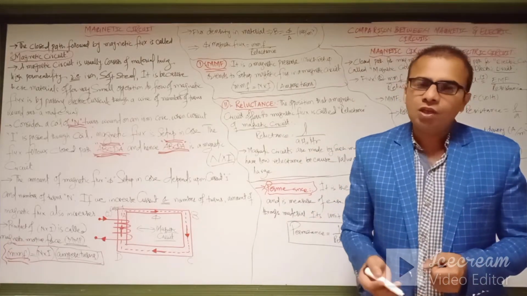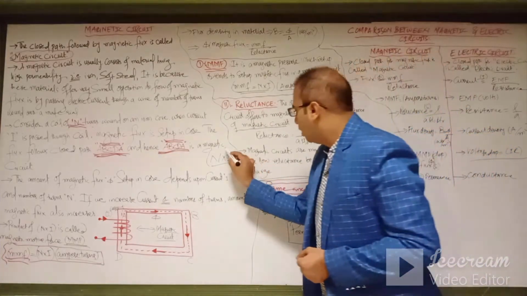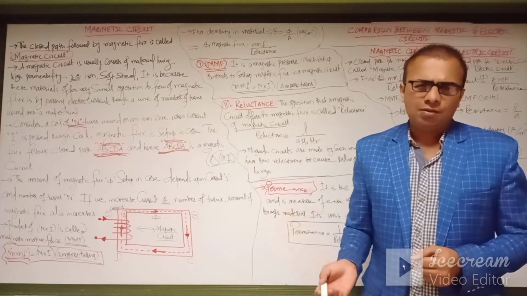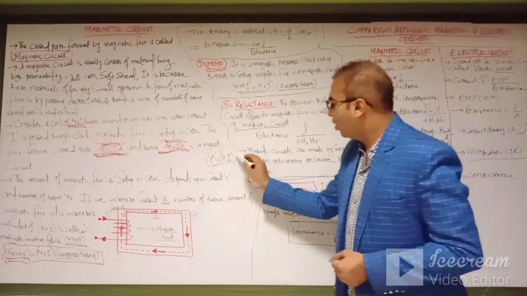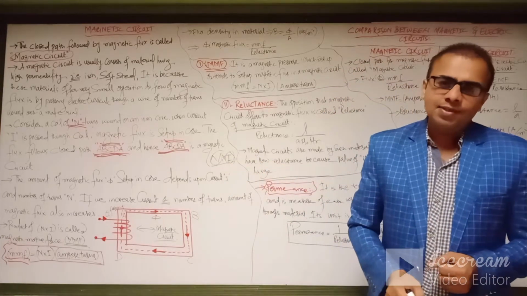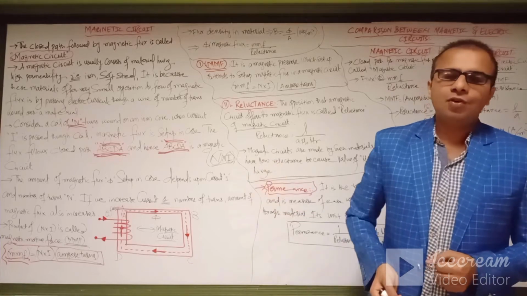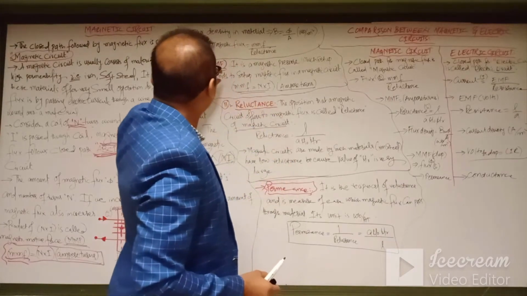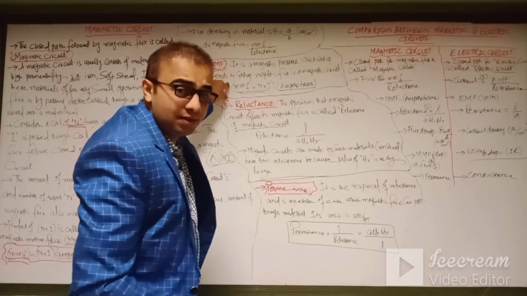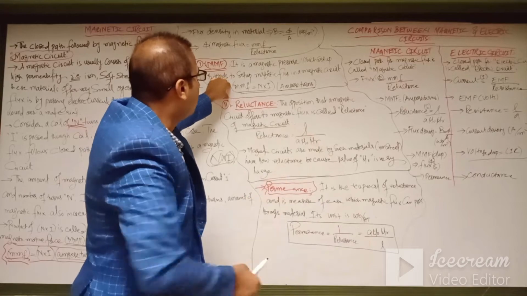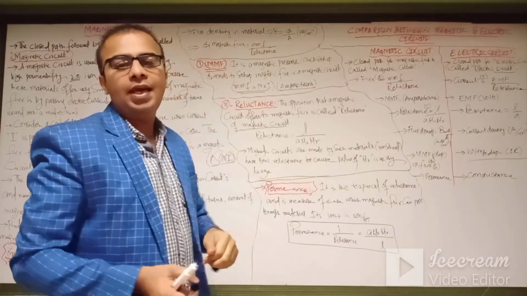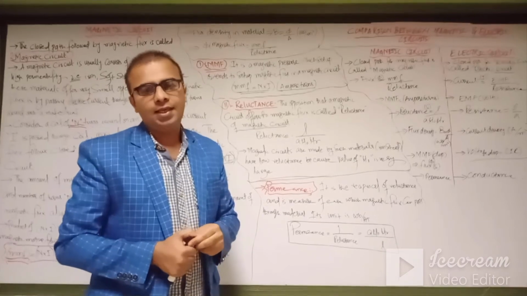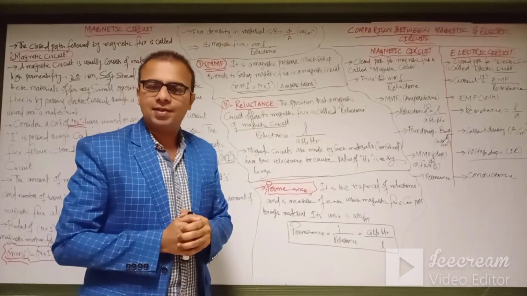If we talk about the unit of that MMF, N is the number of turns of the wire, and the unit of current I is the ampere. So the unit of MMF is the ampere turns. Now let's discuss the flux density in the material, which is phi divided by A, the magnetic flux per unit area. That is called the magnetic flux density.